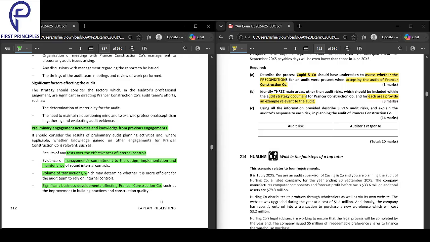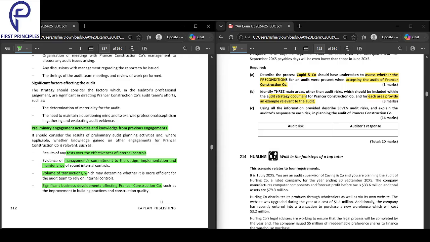Next, volume of transactions, which may determine whether it is more efficient for the audit team to rely on internal controls. Next, significant business development affecting Prancer Construction Co., such as improvement in building practices and construction quality. What were the significant business developments that were affecting Prancer Construction Co.?